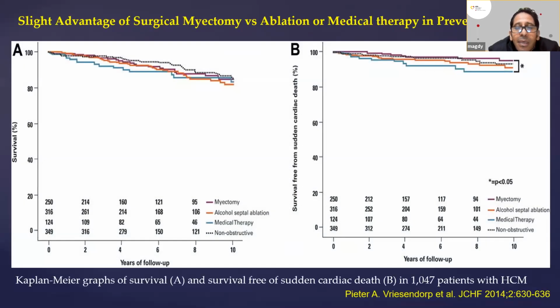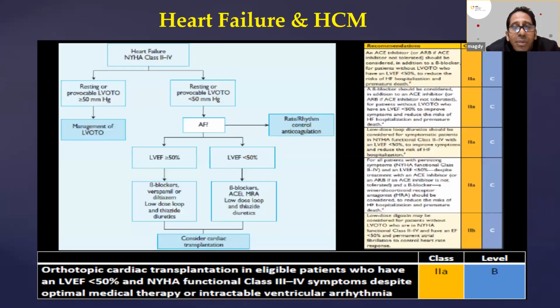And this slide shows the Kaplan-Meier graphs for survival and survival free of sudden cardiac death. We can see the advantages of surgical myectomy followed by ablation compared with medical therapy in prevention of sudden death, up to 10 years follow-up of these procedures.